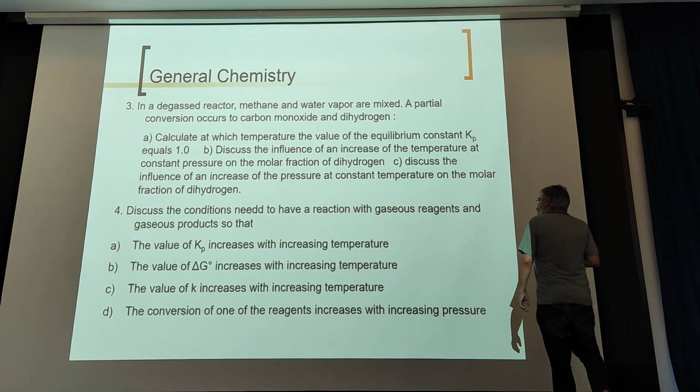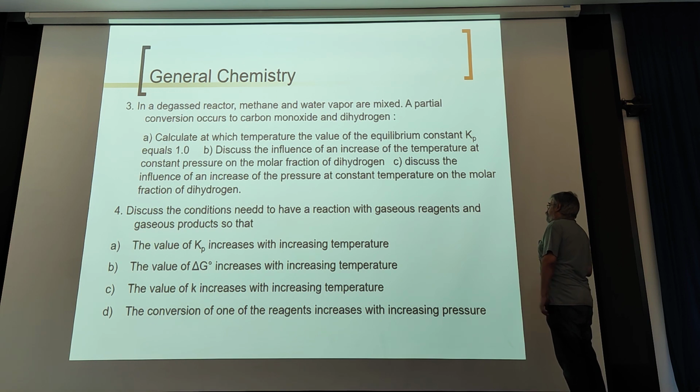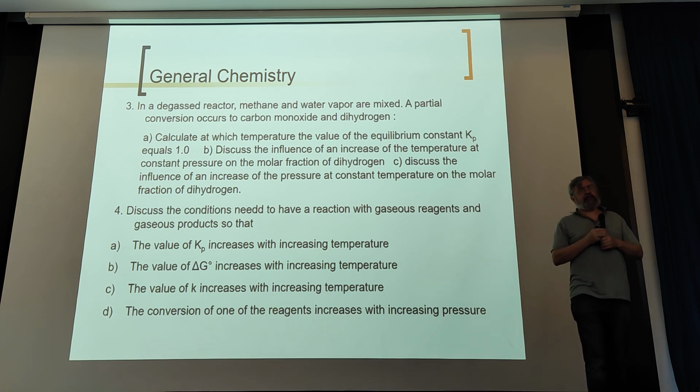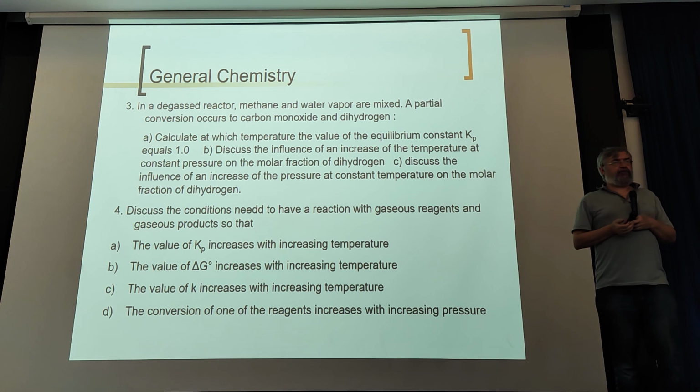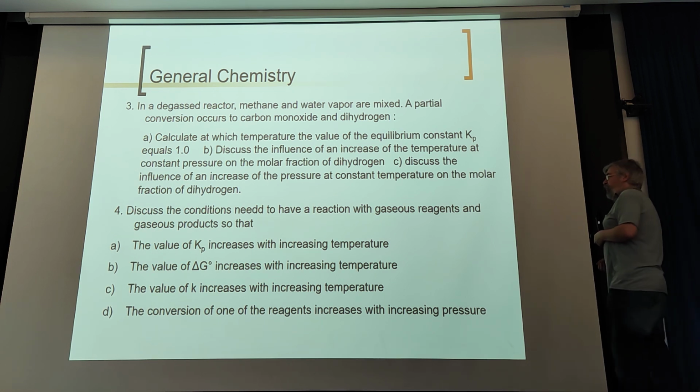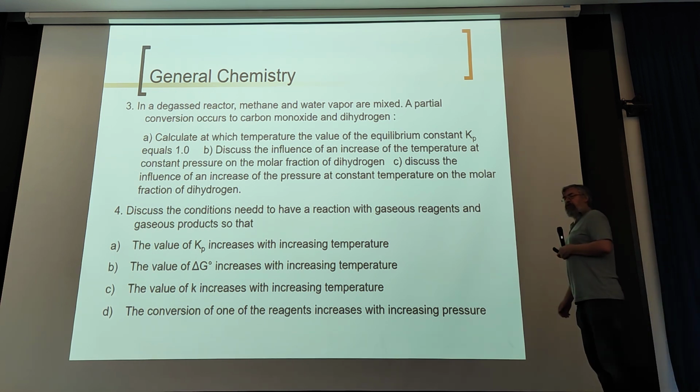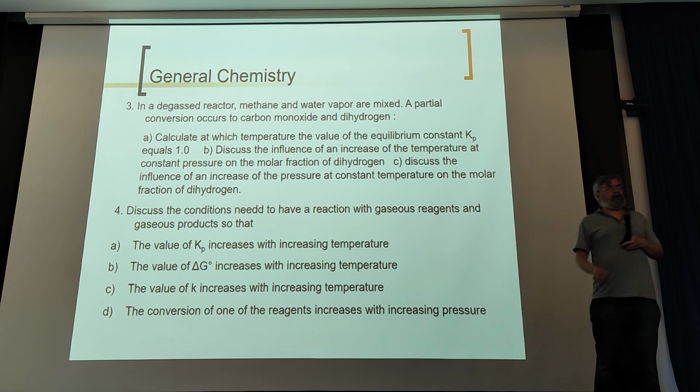Then the conditions needed to have a reaction with gaseous reagents and gaseous products, and you have to look at each of the conditions separately. So what is needed so that the Kp would increase when you have an increase in temperature? What is needed for the value of delta G to increase when the temperature increases? What is needed for the value of K?